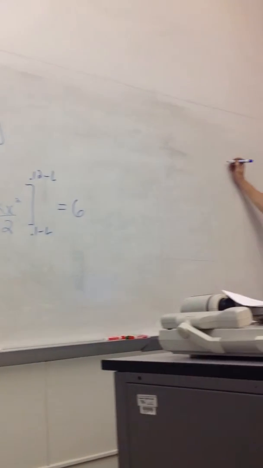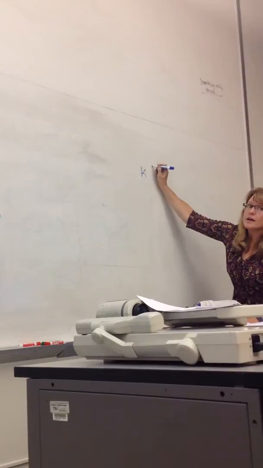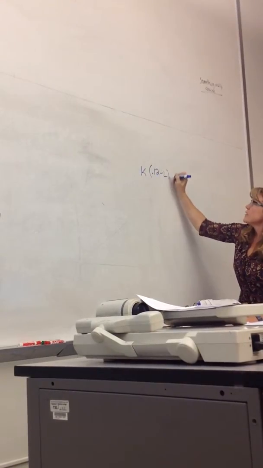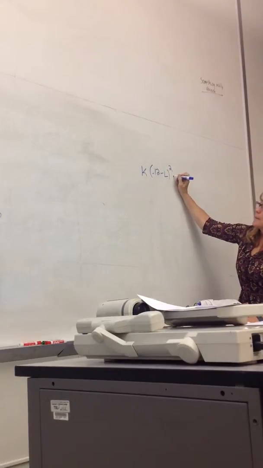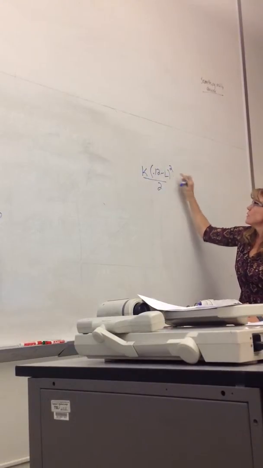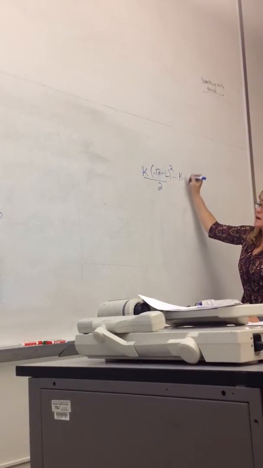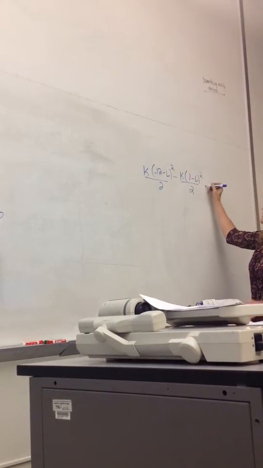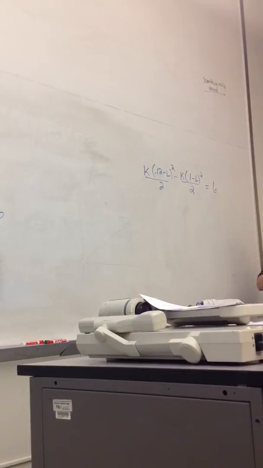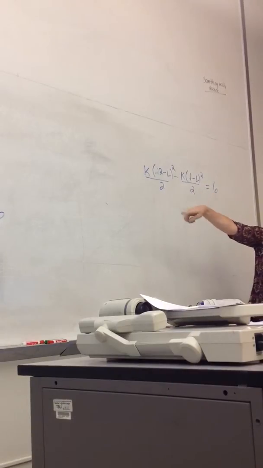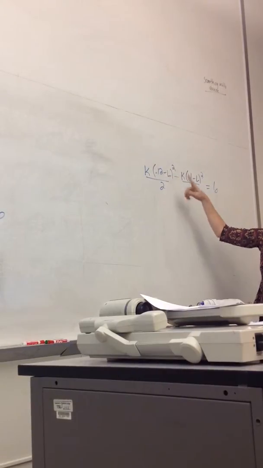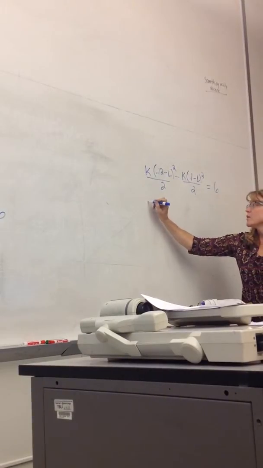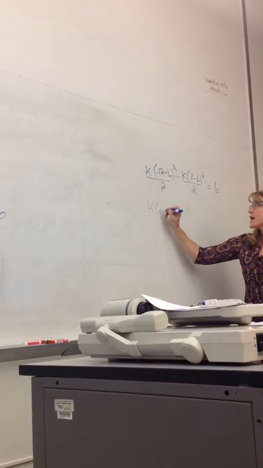And so K times 0.12 minus L squared over 2 minus K times 0.1 minus L squared over 2 is supposed to equal 6. Okay, see what I'm doing is I'm plugging my upper limit in for X, and it's creating this equation that I'm going to end up having to solve.